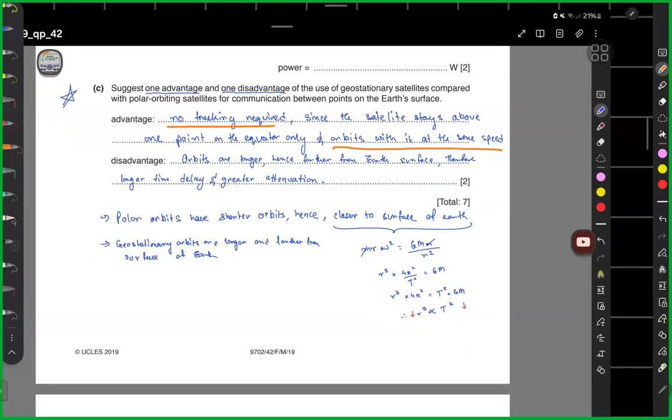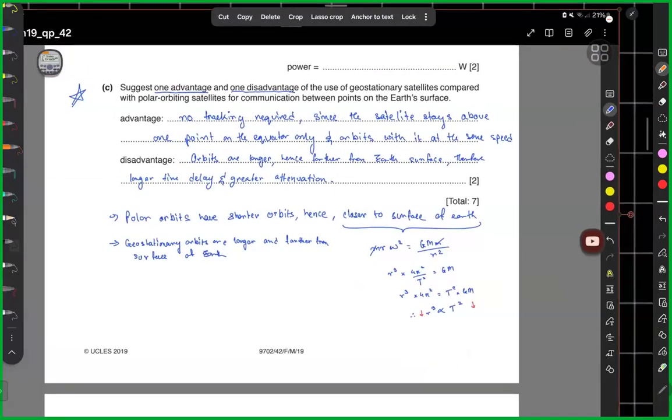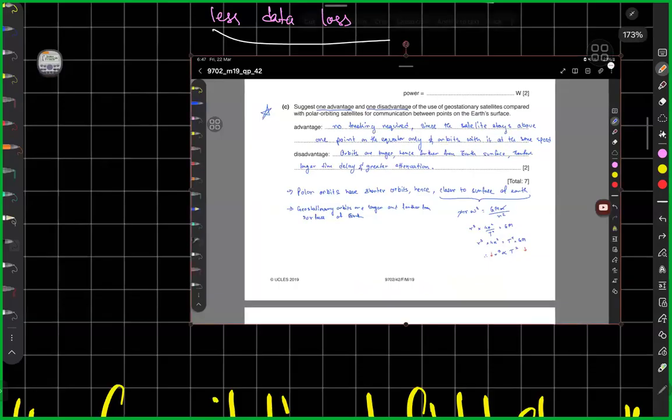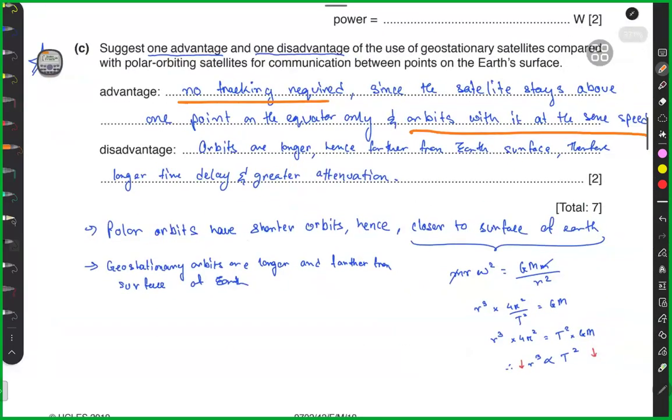Now, in case of polar orbit, what happens is the orbits are shorter, hence closer to the surface. Now, can I prove this by my maths? Yes, you can, by Kepler's law.